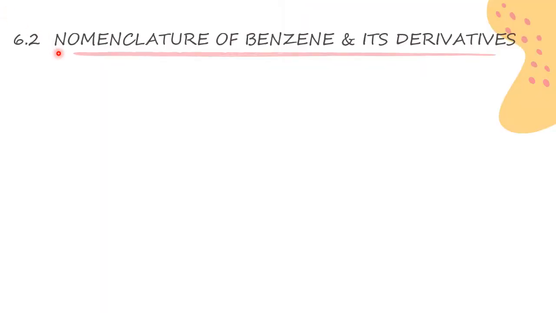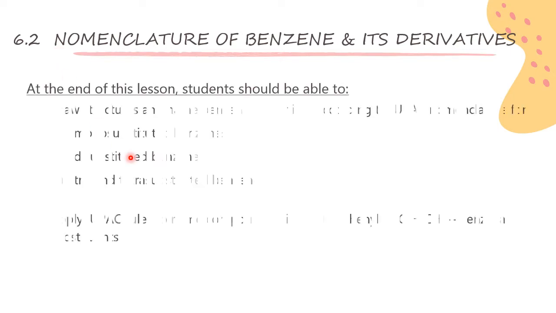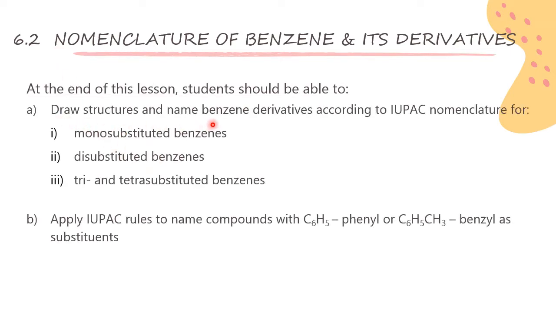In this video, we're going to discuss subtopic 6.2, nomenclature of benzene and its derivative. At the end of this lesson, you should be able to draw structures and name benzene derivatives according to the IUPAC nomenclature for monosubstituted benzene, disubstituted benzene, tri and tetrasubstituted benzene, and lastly, apply the IUPAC rules to name the compounds with C6H5 as phenyl or C6H5CH2 as benzyl, which is a substituent.